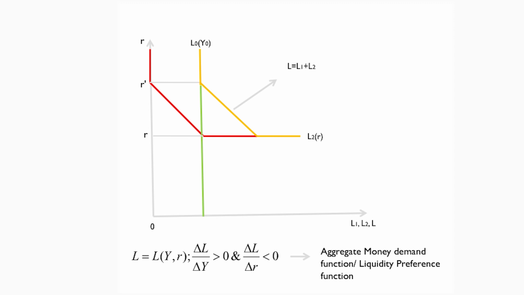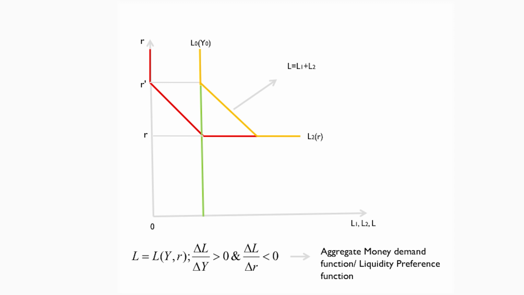Now, what is this? We know that it has got 3 segments. Basically, it has got a vertical segment which coincides with the vertical axis, that is the rate of interest axis. It has got a horizontal segment which I have already referred to as the liquidity trap region, and then we have the intermediate range, which is a negatively sloped line. So, we have this red colored line which represents L2 or the speculative demand for money depending on the rate of interest.